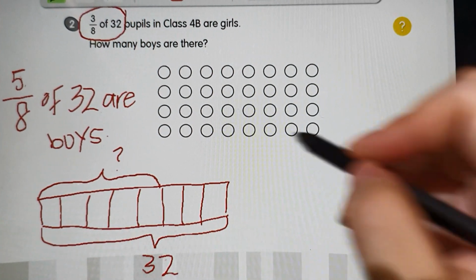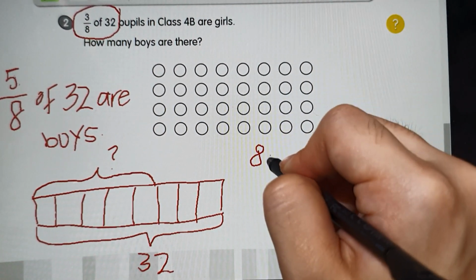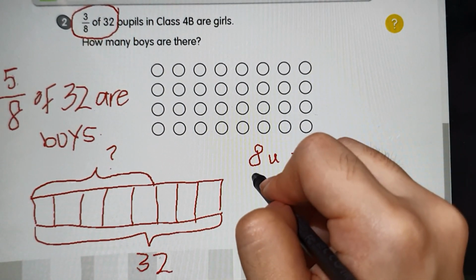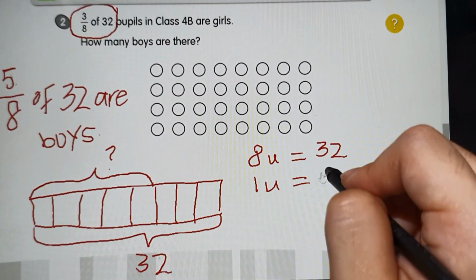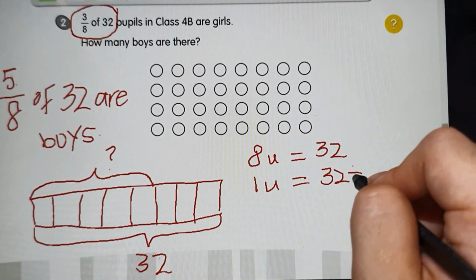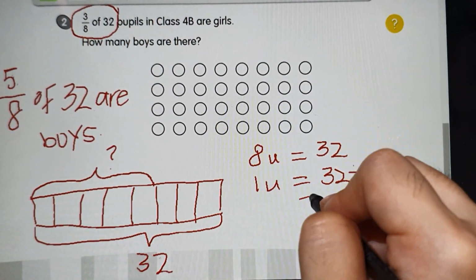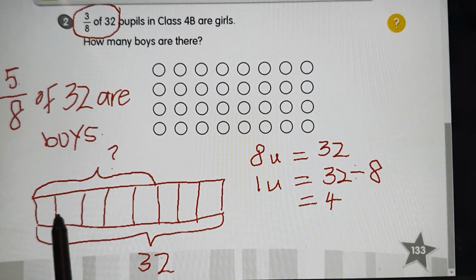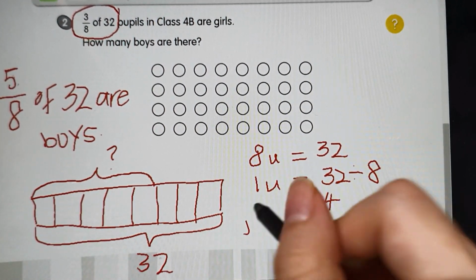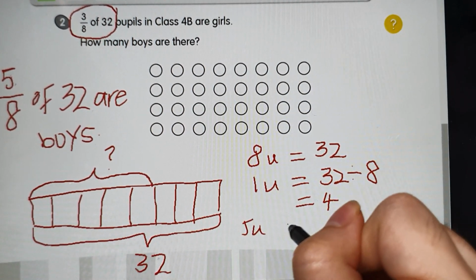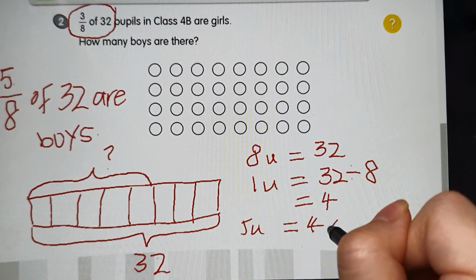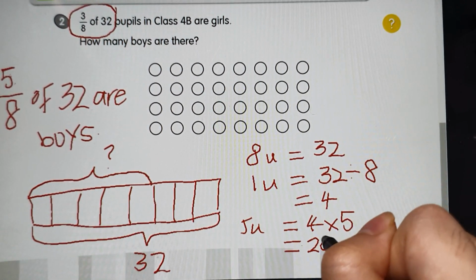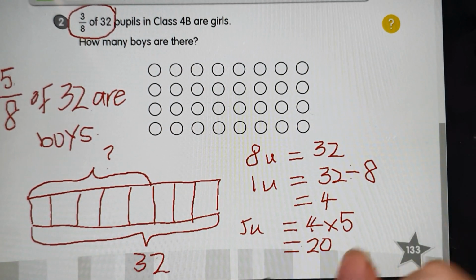So from the model, we can see that 8 units represents 32. So I can move on to find 1 unit, which is 32 divided by 8, which will give you 4. So since 1 unit is 4, to find 5 units, I just need to take 4 times 5, which will give you 20. So there will be 20 boys.